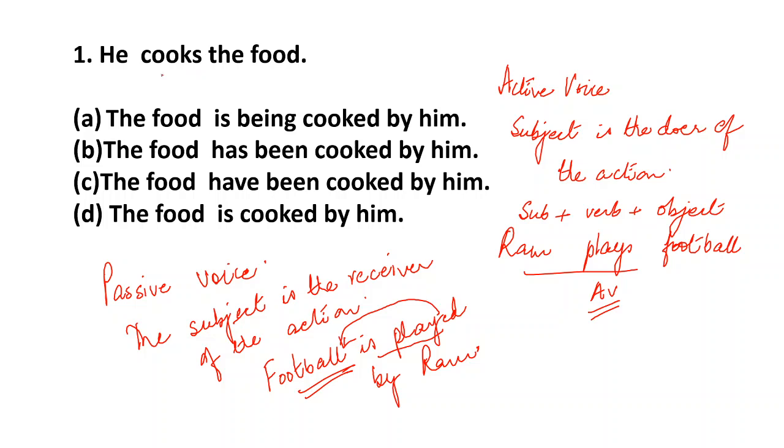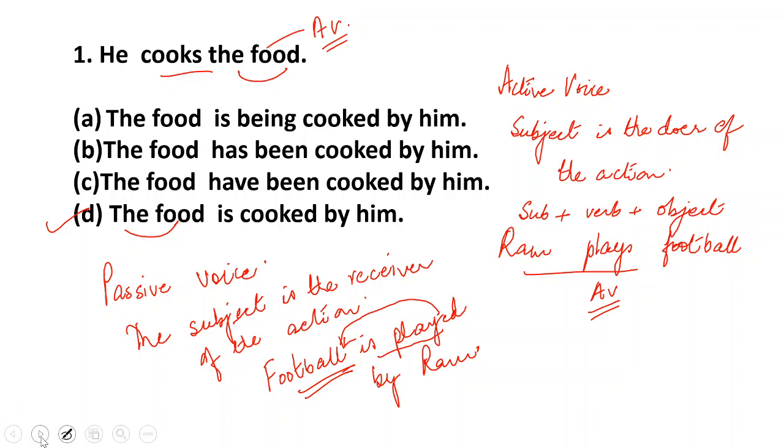Now take this sentence: He cooks the food. Very simple. This is an active voice sentence, so you have to change it into passive voice. The food is being cooked by him? The tense of the sentence changes, so it is not correct. The food has been cooked by him? No. The food have been cooked by him? No. He cooks the food. Very simple. You have to make the object the receiver, so the object becomes the subject. The food is cooked by him. So this is the correct option.